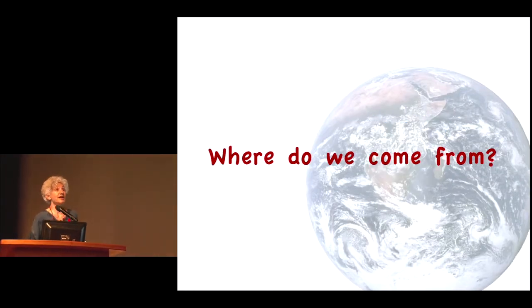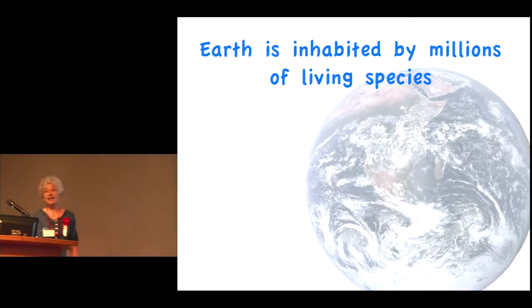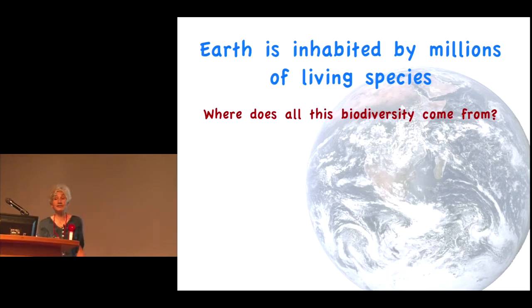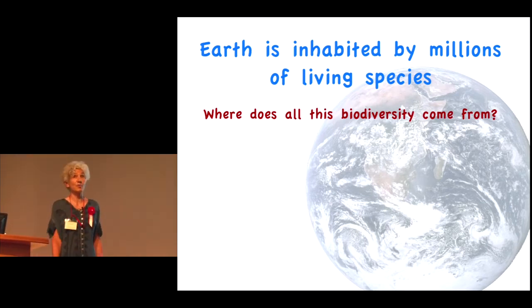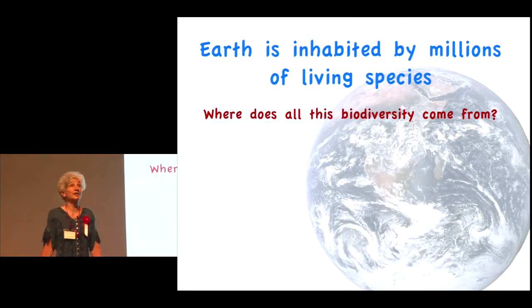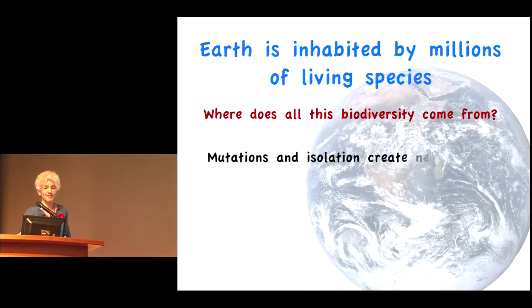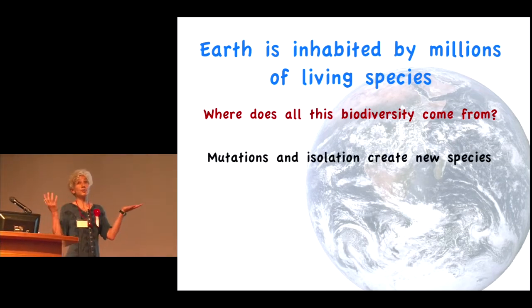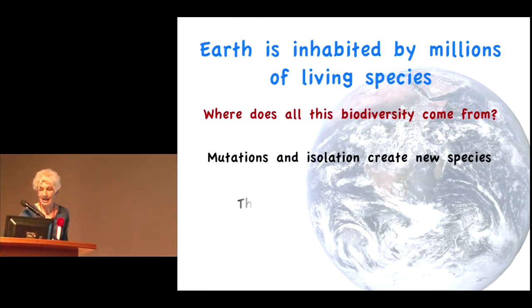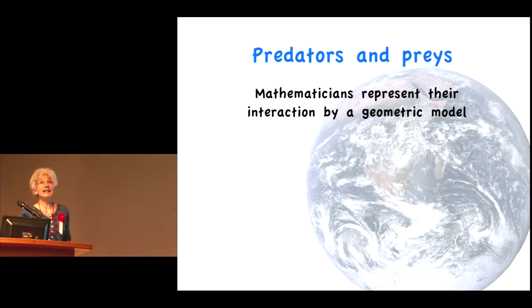A biologically diverse planet, so where do we come from? And one big question, so Earth is inhabited by millions of living species, and one important question for the scientists is to explain why we have all this biodiversity. So you have new species that are created through mutations and isolation, and then the species will interact to survive. And how do they interact?